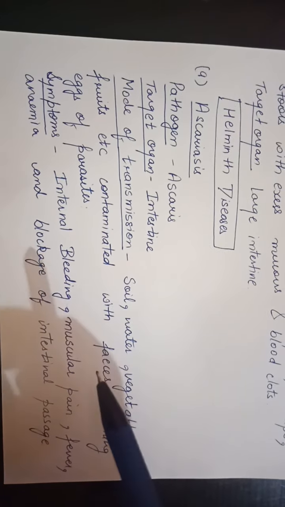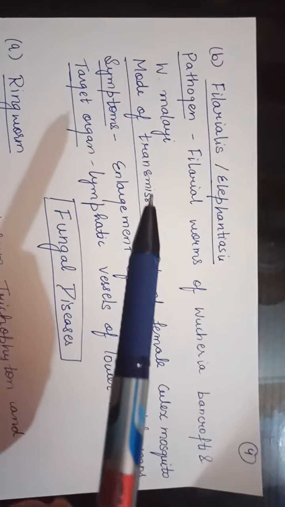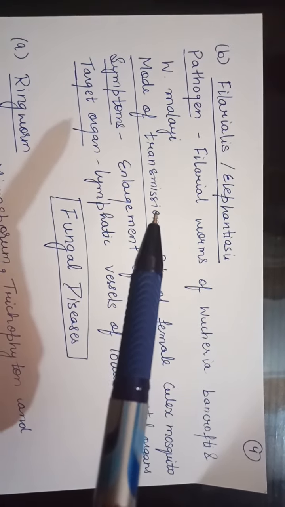Now next we will discuss the elephantiasis disease, also known as filariasis, as it is caused by the filarial worms like Wuchereria bancrofti and Wuchereria malayi. The mode of transmission is the bite of the female Culex mosquito. These worms enter our body. Now what are the symptoms? Enlargement of the limbs and the genital organs. Here you can see the genital organs and the limbs that are highly enlarged.